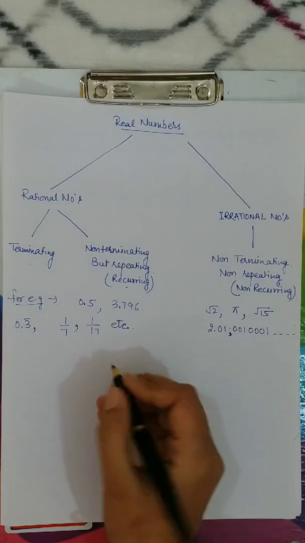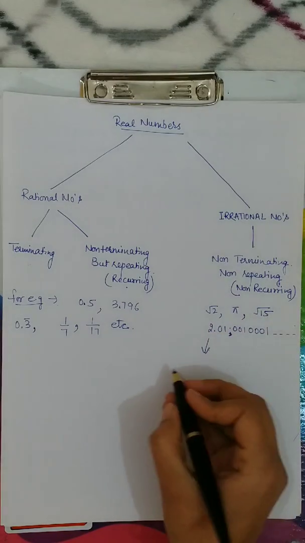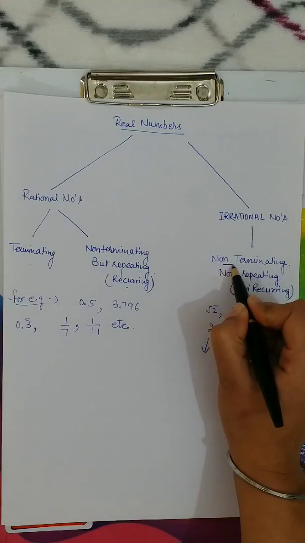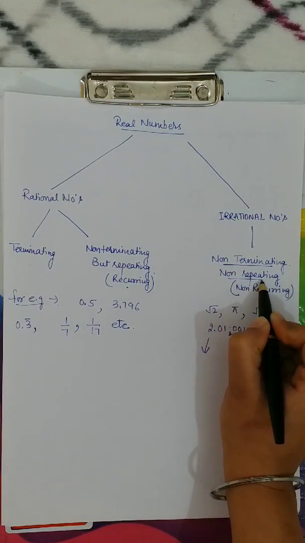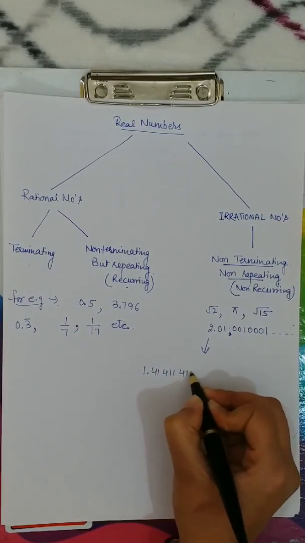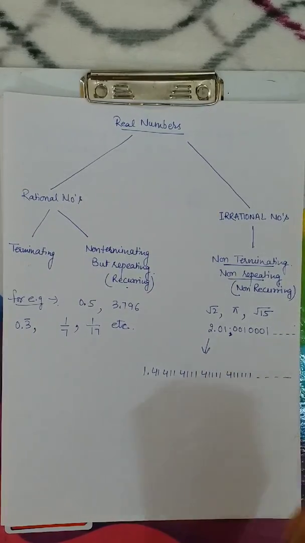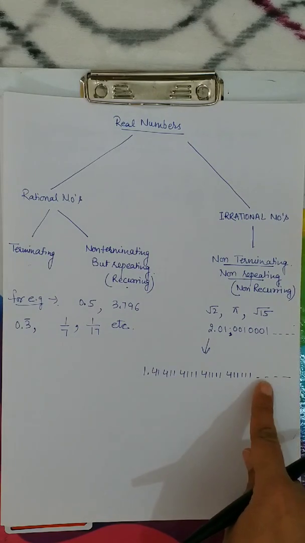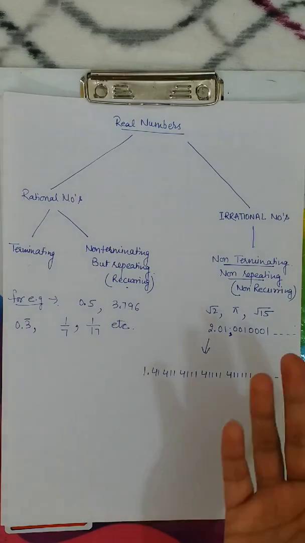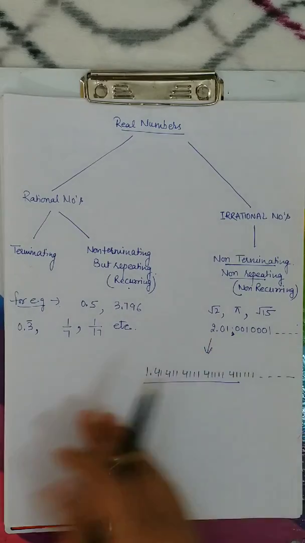Yes, one more. How can we write irrational numbers except root values? See, you can take any decimal expansion, but the condition is that the decimal expansion should not be terminating and should not be repeating. For example, I can write it as 1.41, 411, 4111, 41111, and so on. See, the series is non-terminating because it goes on, and we do not have any same pattern of digits which repeats again and again. So this is an example of an irrational number.